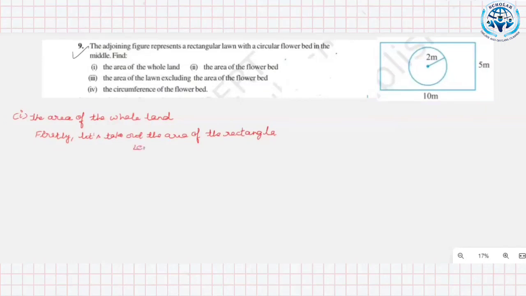Firstly, let's take out the area of the rectangle. Length into breadth. It is equal to 10 into 5. That means 50 meter square. It is the area of the whole land.